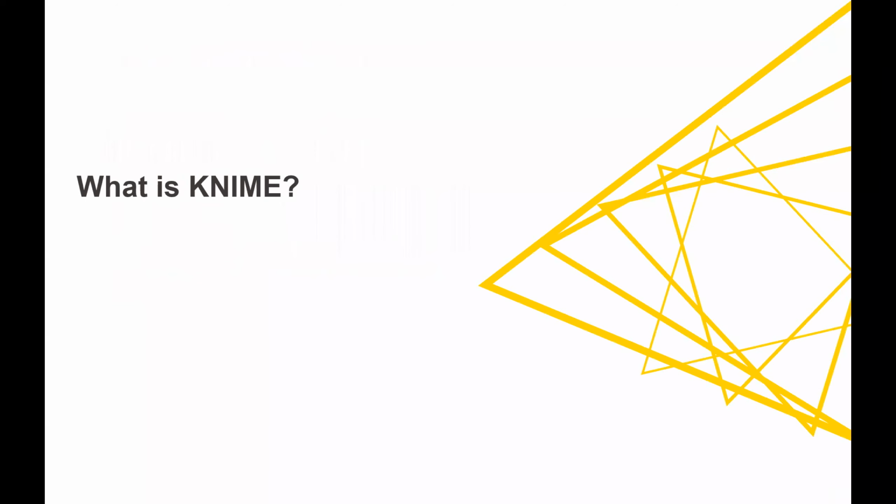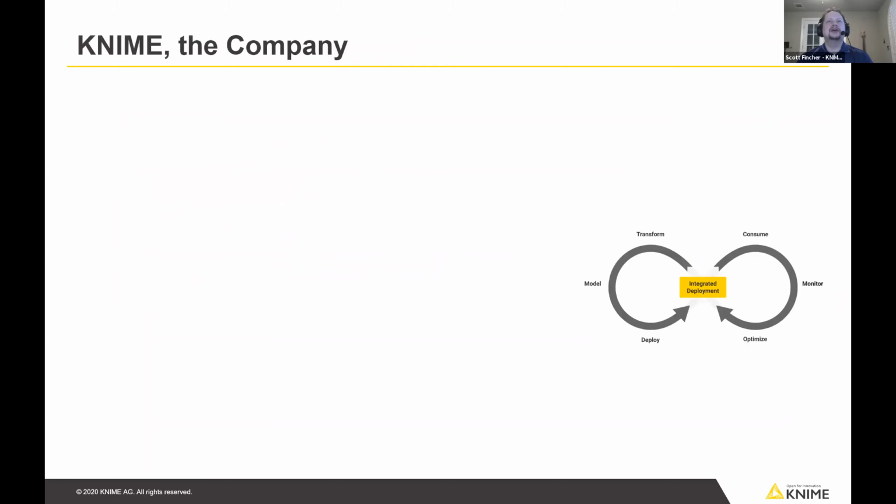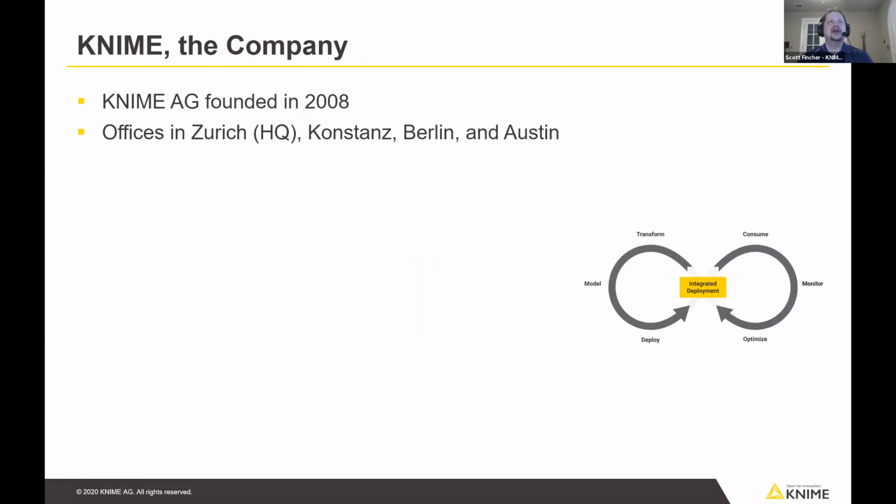For those of you who may not have seen KNIME before, I'm assuming that some of you are probably not familiar with the tool. I'll just tell you a little bit about what KNIME is. So KNIME, the company itself, was founded back in 2008. We have offices in a few different countries. In Zurich, Switzerland, that's where our headquarters is. And then also just across the Swiss-German border in Constance is one of our main offices. Also, a bunch of our developers are in Berlin in Germany. And then our US staff, which is where I'm located, are in Austin, Texas.